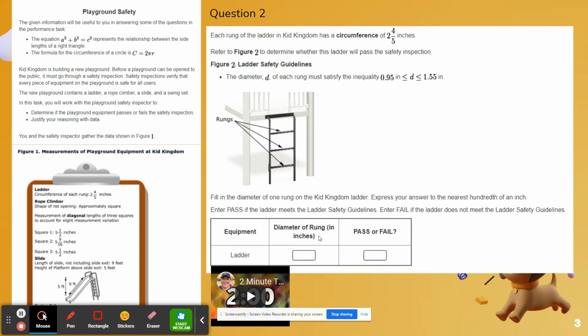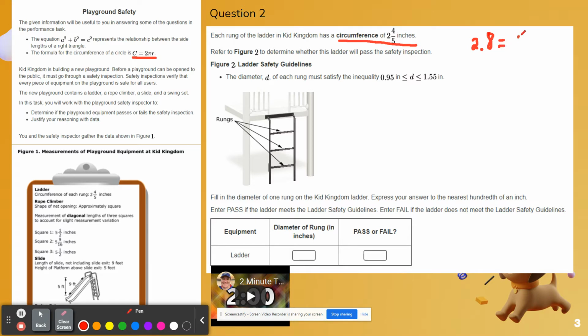We need to know the diameter of these bars. So that's what we're trying to find, the diameter. It gives me a circumference. Over here, it gives me the formula for circumference. So what I'm going to do is I'm going to put 2 4/5, which is 2.8. You can use a calculator to adjust it. You'll have access to a calculator.